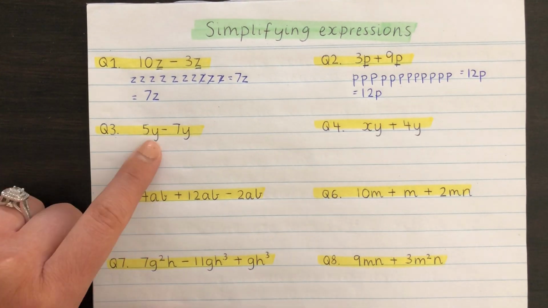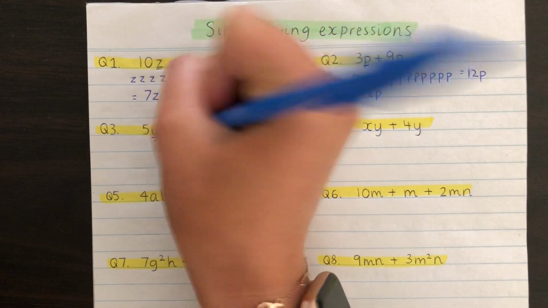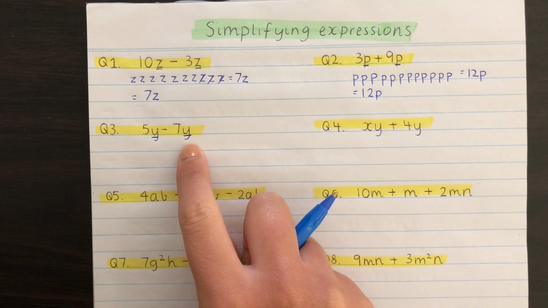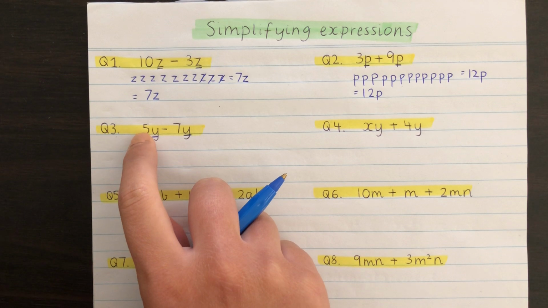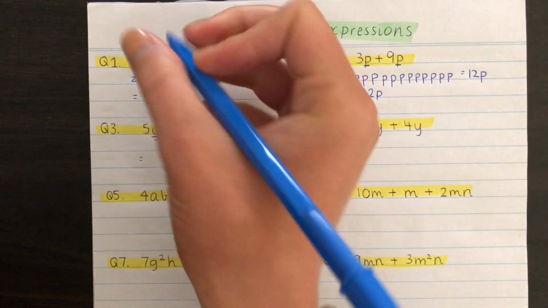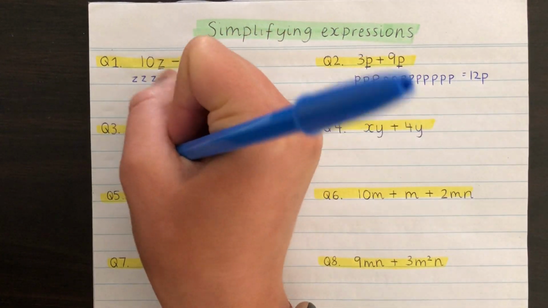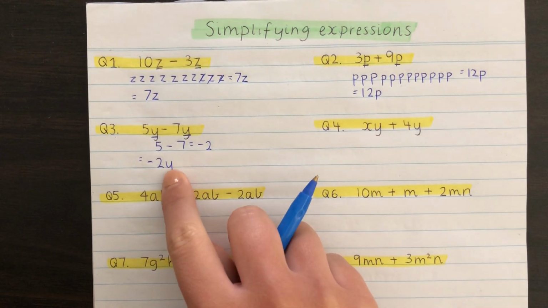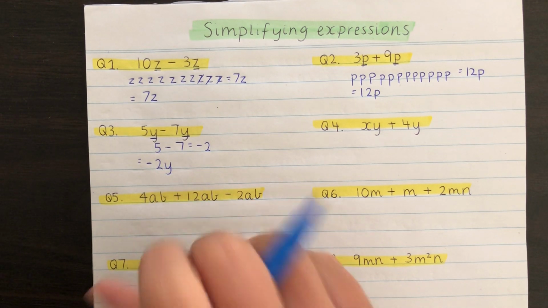Now this one over here, let's look to see if they're like terms. We've got 1y over there and 1y over here. Yes, they're exactly the same. So they're like terms, and we can subtract them. Now you would do 5 minus 7, which gives you negative 2. So the answer is negative 2y. You must remember to attach the y at the end of your numbered answer.